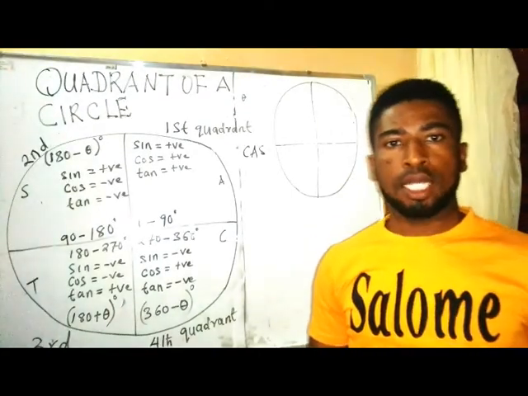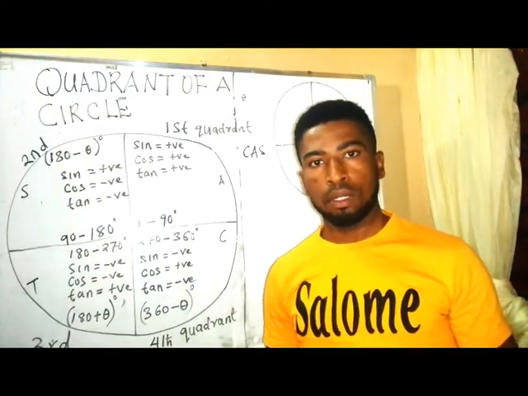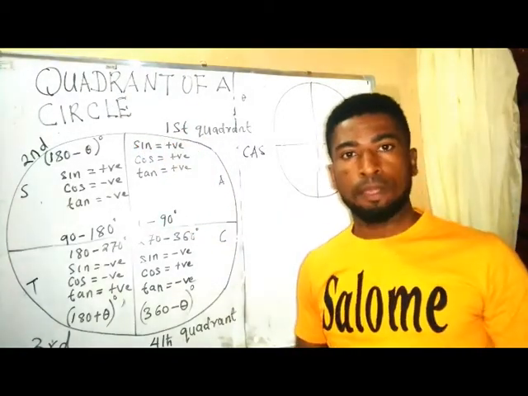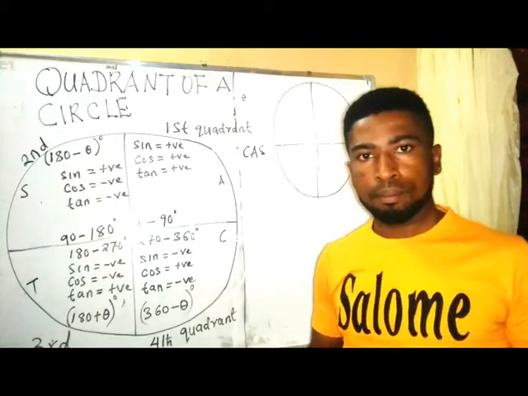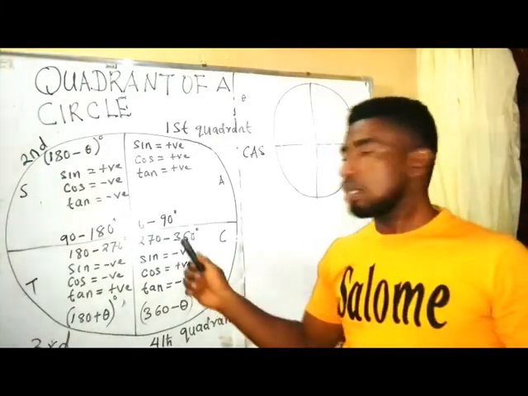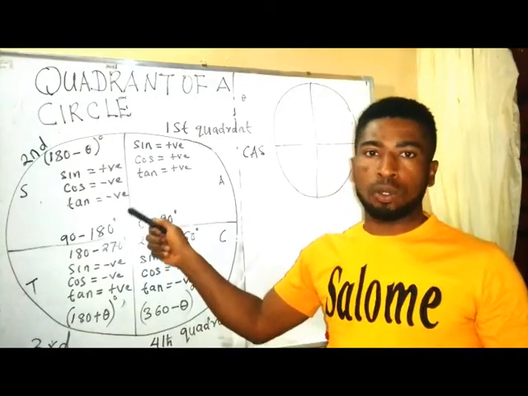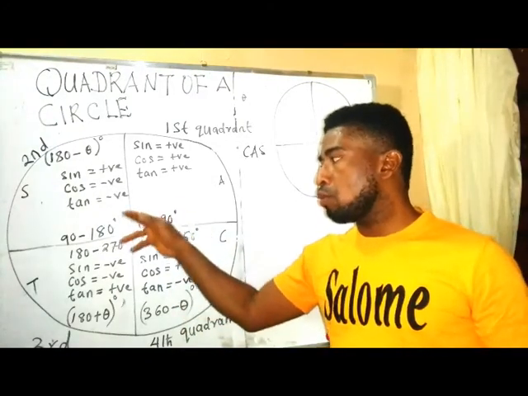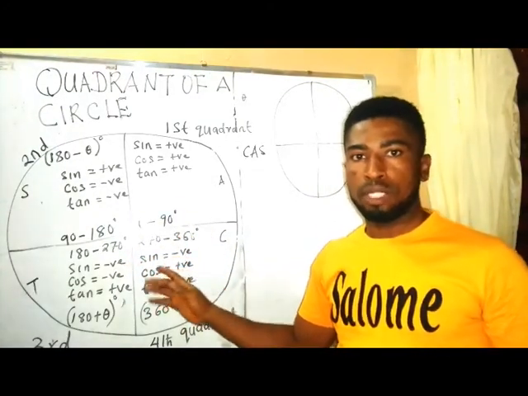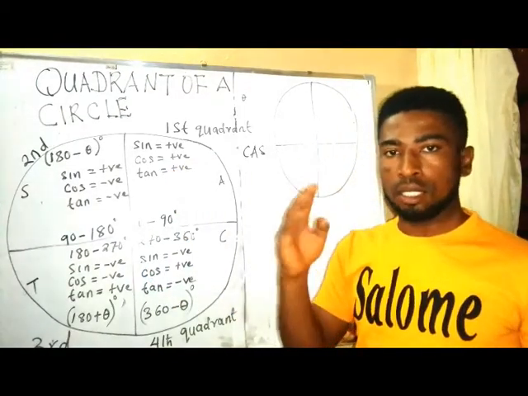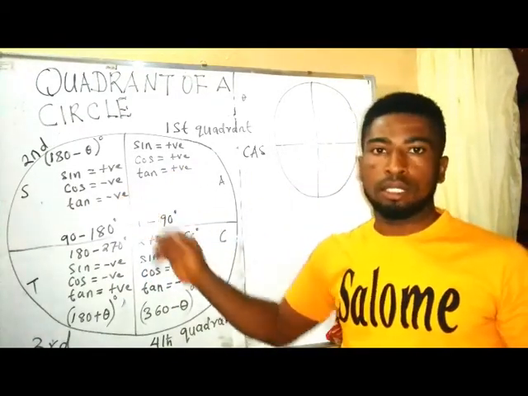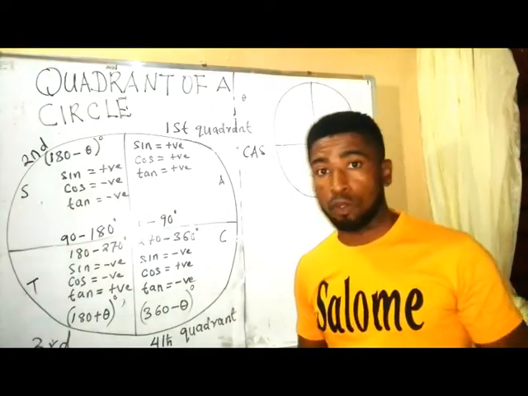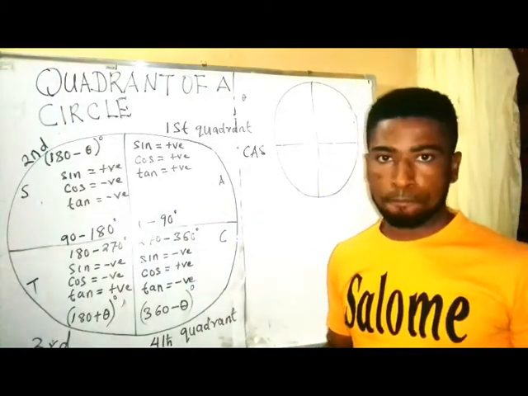Let us take a look at quadrants of a circle. Now, I'm taking a look at a quadrant of a circle. Generally, angles are measured in anti-clockwise direction, and this measurement is done within a circle that is divided into 4 parts, and each of these parts is what is called a quadrant of a circle. And therefore, there are 4 quadrants of a circle.